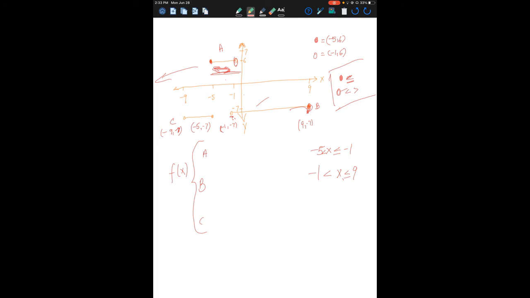Now let's look at the last one, which is your function c. In c, it's from negative 9. x is greater than negative 9, because you see, x is going in that way. It's not becoming more negative. It's going this way, not this way. x is greater than negative 9, and it's shaded right over here again at negative 5. So it's less than and equal to negative 5. So those are our three intervals.